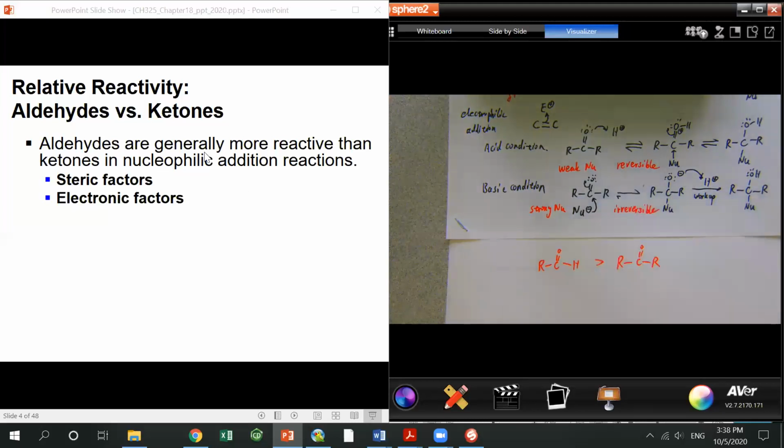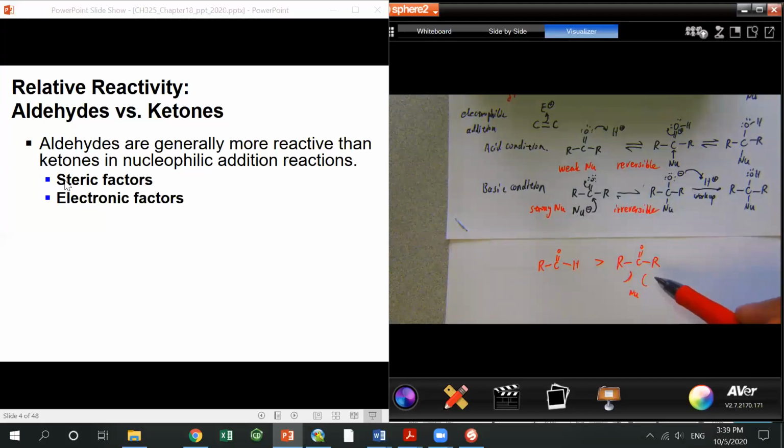First, the steric effect. A ketone has two alkyl groups, so there is somewhat more steric hindrance, and a nucleophile cannot easily attack the central carbonyl carbon. But for the aldehyde, there is only one alkyl group and one hydrogen, which barely takes up any space. That makes the aldehyde more open to nucleophilic attack.